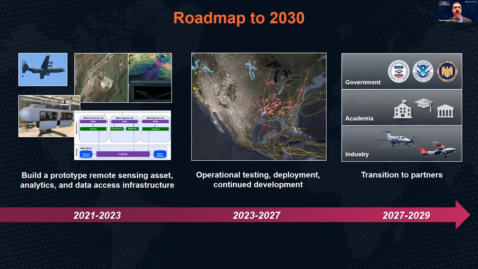If we get started now, we can beat that 2030 timeframe. A prototype remote sensing asset can be built in the next 2 years in collaboration between FEMA, the National Guard Bureau, and federally funded research and development centers. In parallel, the initial data analytics and access infrastructure can be built and proliferated to all emergency managers, sparking early engagement and feedback.